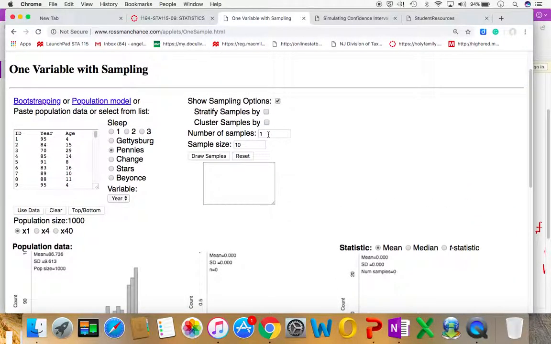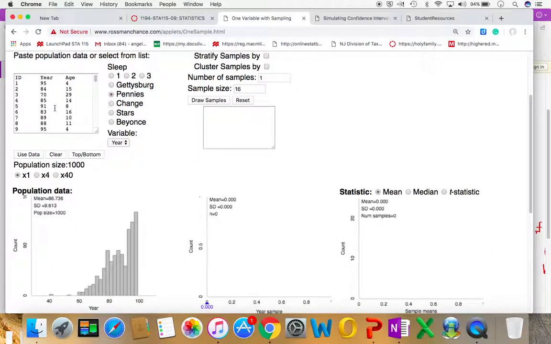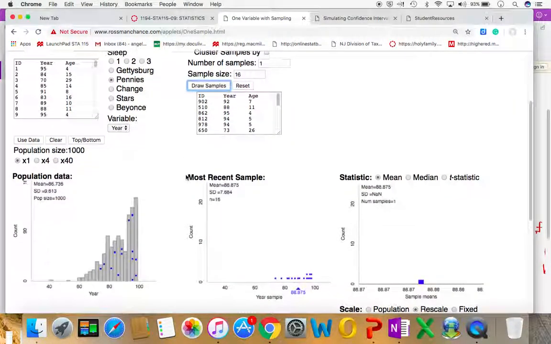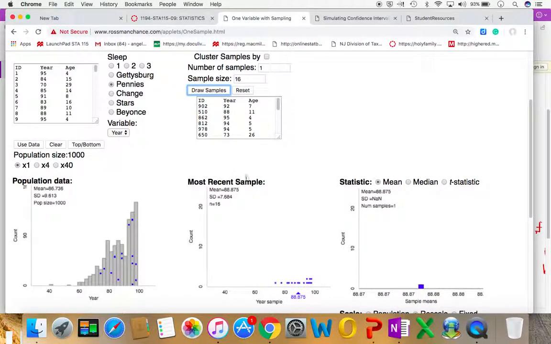So what we're going to do is take one sample of sample size 10, and I'm going to change this number to 16, and you're going to see why in a minute. I'm going to simulate taking 16 randomly selected pennies from this group of 1,000. Now, your numbers may be different. Here's that most recent sample. The average year I got was 88.875, so basically 1988. My standard deviation is 7.64.